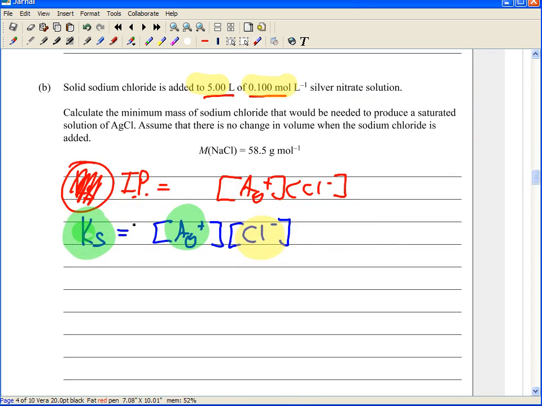Ks, what is it? 1.56 times 10 to the negative 10. Oh, wait a minute, let's just rearrange that right now before we do anything else. If I rearrange that, it's a times by. On the other side, it will become a divided by. Cool. Equals the Ks divided by the Ag plus. You may be thinking to yourself, but wait a minute, it's in 5 litres. Who cares? Every litre has got 0.1 moles per litre in it.